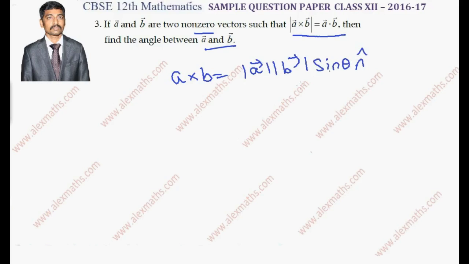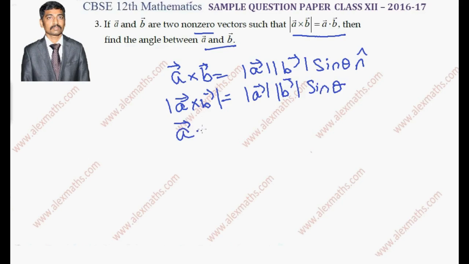If a and b are two non-zero vectors such that |a × b| is equal to a · b, find the angle between a and b. A cross B, the formula is |a||b| sin θ n̂, and for |a × b|, we should write the vector symbol here, |a × b| is again the same |a||b| sin θ. That n̂ will not come because when you are taking the mod, n̂ is a unit vector, so it will become 1.